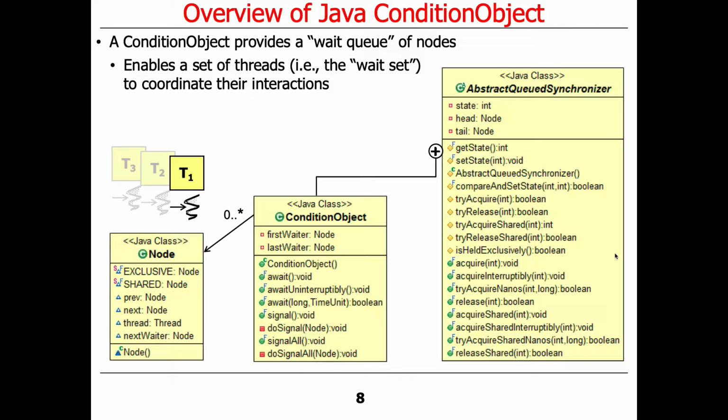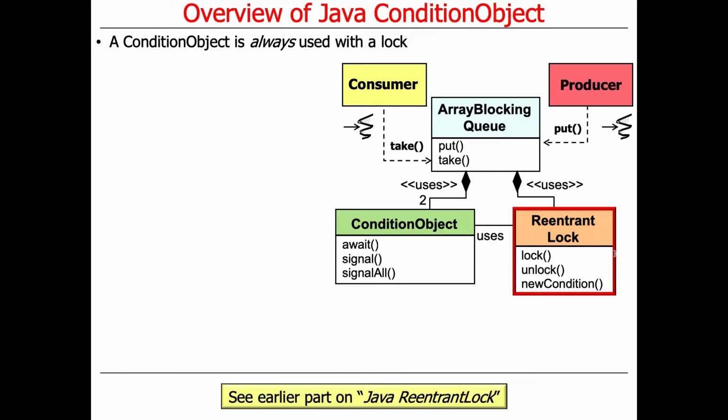So you'll have a bunch of threads where each thread has a node. And essentially, the set of threads use the condition objects to dictate the order and the conditions under which they get a chance to run. So we'll show some examples to make this more clear, but that's kind of the high level.